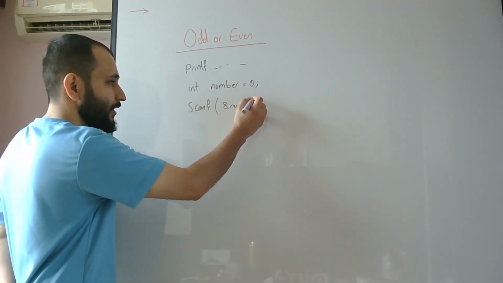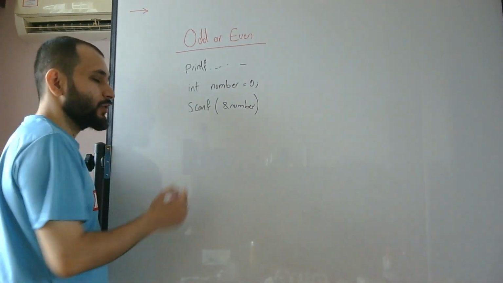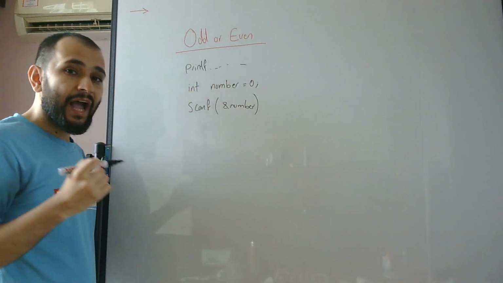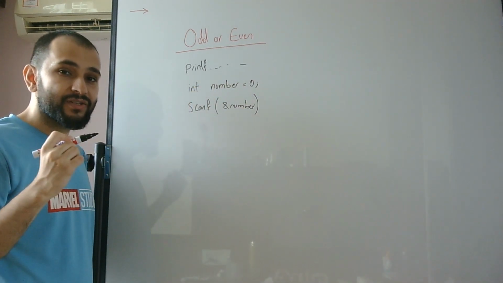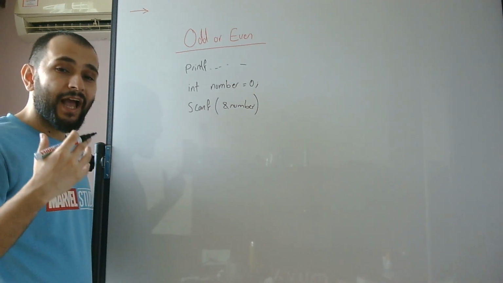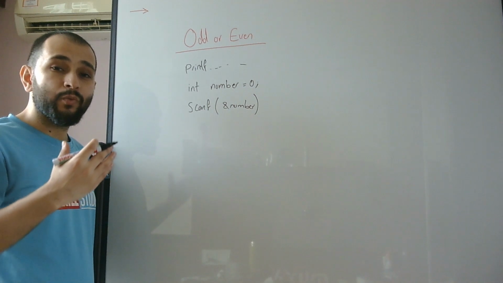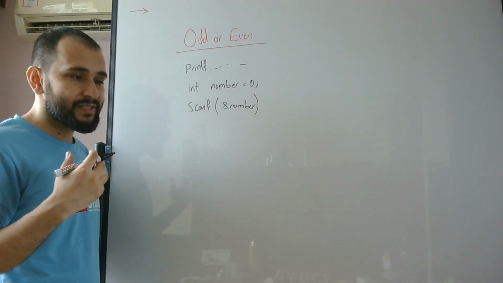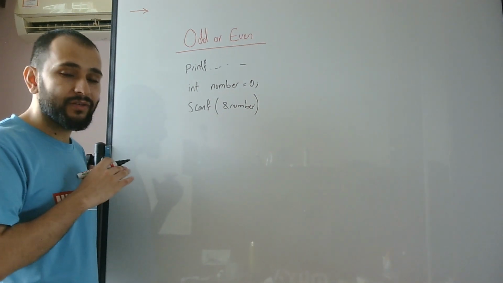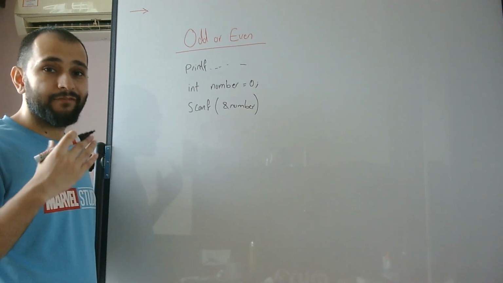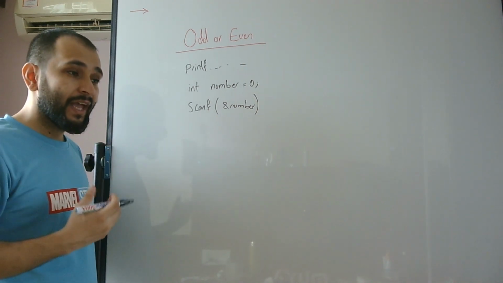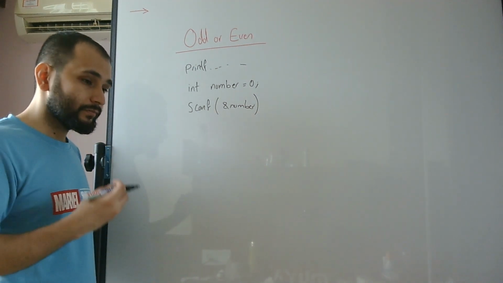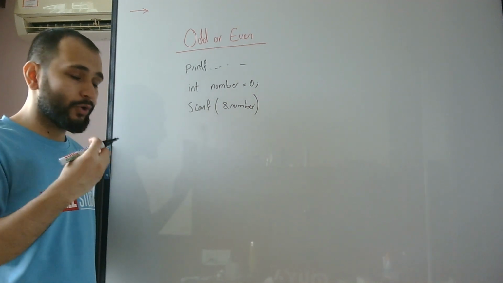I'm not going to write the whole code in here. I just want to go to the most important part of the logic of this program. So once we have this number, how can we determine if it is odd or even? By using the remainder. Any number which is even, if you divide it by 2, the remainder will be 0. For example, 4, if you divide it by 2, the remainder will be 0. 12, if you divide it by 2, the remainder will be 0. And any odd number, if you divide it by 2, the remainder will be 1. So that is the logic of our program in here.